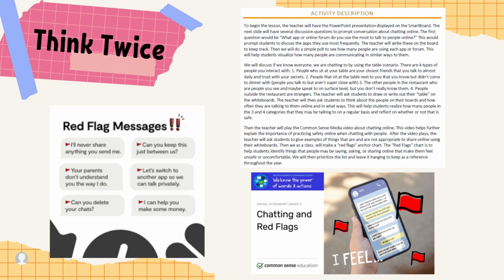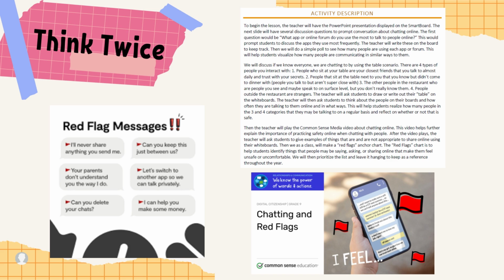So I gave them the scenario of the table, which is there are 4 types of people that you interact with. The first are the people who sit at your table. Those are your closest friends that you talk to. You would give your deepest secrets to them. You trust them the most. Then there's the second group of people. These are the people that sit at the tables around you. They're close to you. You interact with them a lot, but they're not your best friends. They don't know your secrets. They don't know a lot about you.